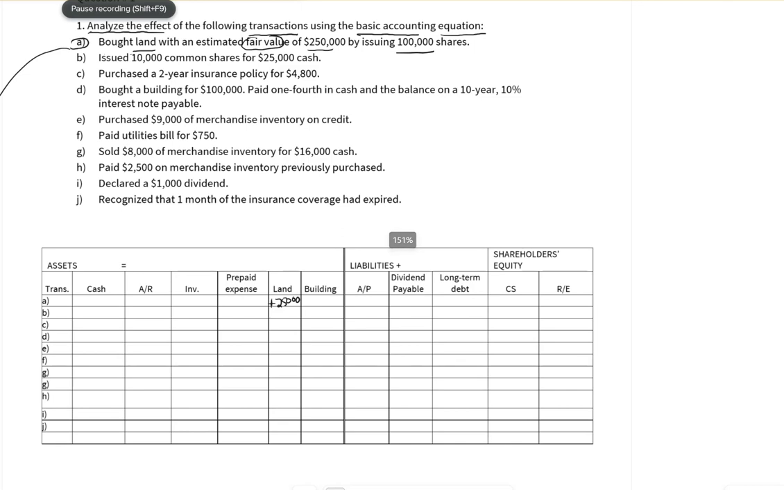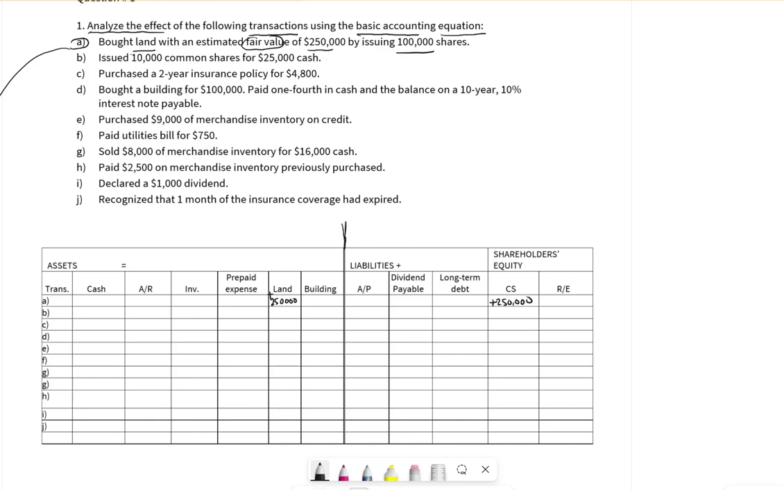I should have made the table a little bit bigger, but we'll try our best. So in this case, it is 250,000 and it is a plus. Then we have common shares. Our common shares also increase by 250,000.